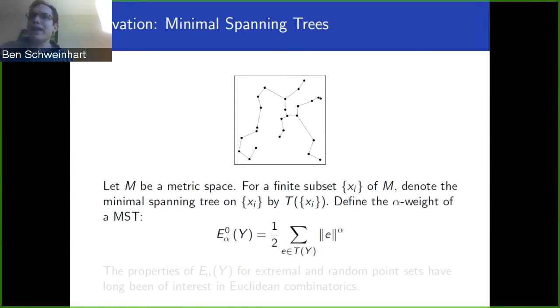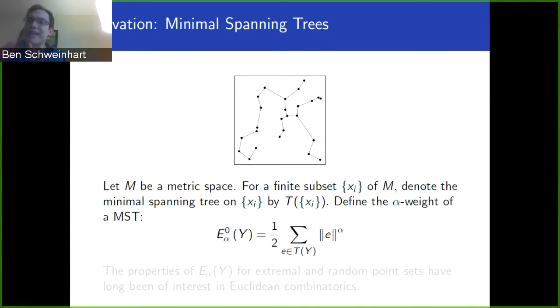We can define the alpha weight of the minimal spanning tree to be the sum of the lengths of the edges in the minimal spanning tree, with each length taken to the alpha power. A cool fact is that the tree produced by Kruskal's algorithm works for all alpha. Given a finite point set, the minimal spanning tree is minimal for any alpha weight.